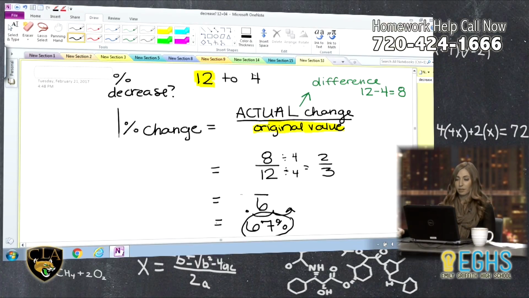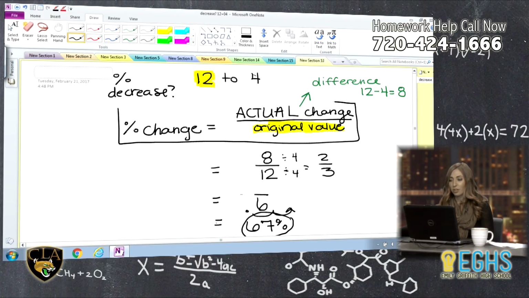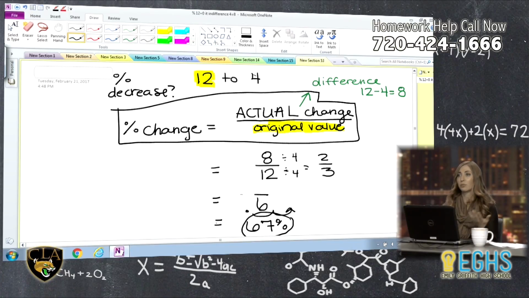I always just try to remember this formula because percent change comes up a whole lot. It's just your actual change over the original value. Do you have anything to add to that? I usually do recent value minus original value divided by original value. I mean, it's the same thing.